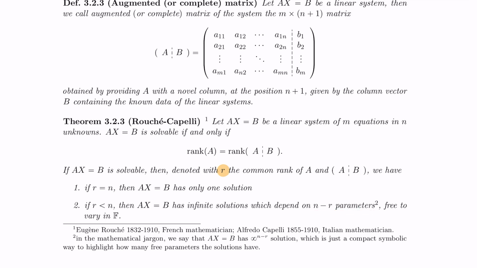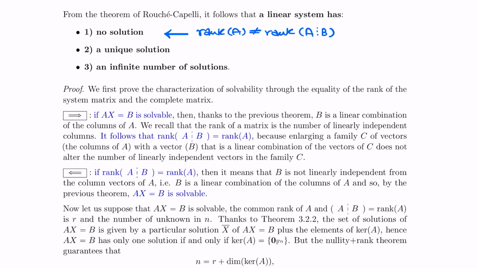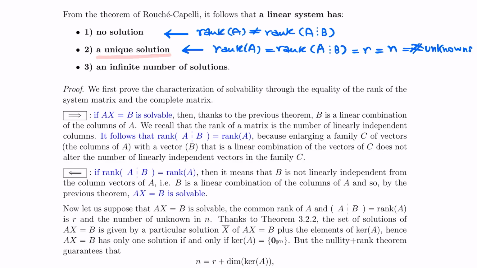The theorem of Roché-Capelli has three important consequences. The first is that a linear system may have no solution, which corresponds to the case in which the rank of A is different than the rank of the augmented matrix. The second is that a linear system may have a unique solution, which corresponds to the case in which the rank of A is equal to the rank of the augmented matrix, let's call it r, and it is equal to the number of the unknowns.